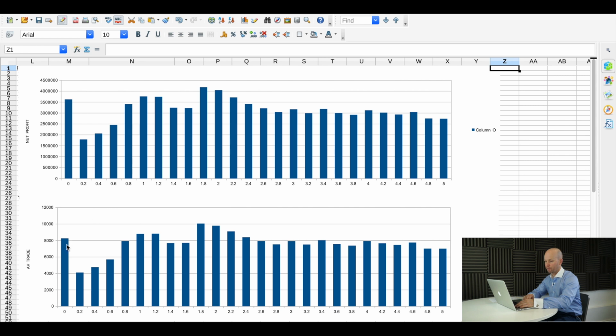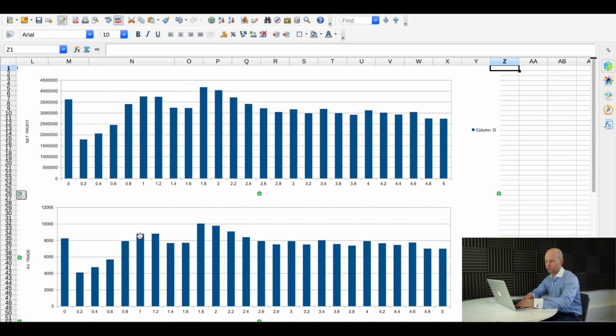And remember, 0 is using that original time-based exit. So quite clearly we can see that the best for both net profit and average trade is using a 1.8 reward versus a 1 risk. That's our peak performer. Don't know whether it's necessarily the best or not. I don't like the fact that these 1.4 and 1.6 are particularly low.